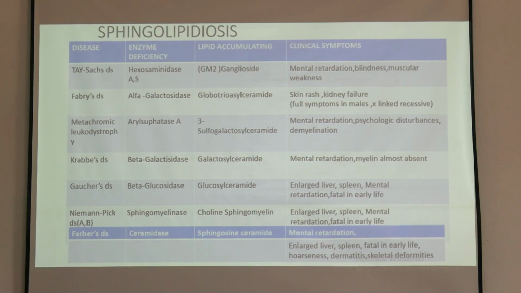In Fabry's disease, the enzyme deficiency is alpha galactosidase. The lipid accumulating is globotriaosylceramide. Clinical symptoms are skin rash, kidney failure, full symptoms in males, X-linked recessive.